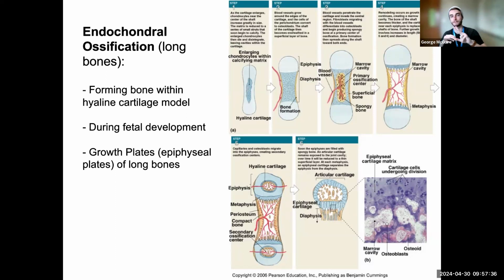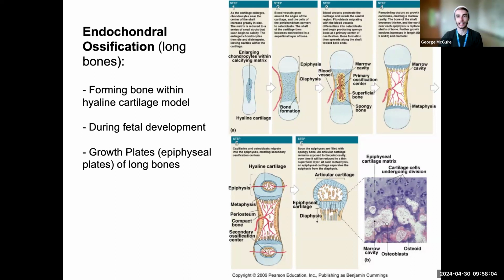We have two types. The first being endochondral. So if we break this word apart, chondral referring to chondrocytes or cartilage, endo referring to inside. So endochondral ossification is forming new bone from within cartilage. And so this is mainly how our long bones are formed, our new long bones get created.